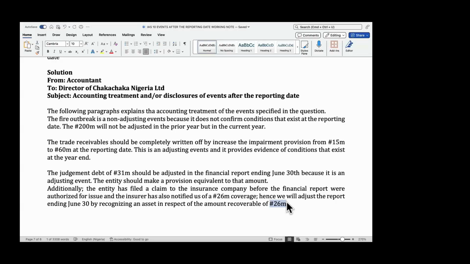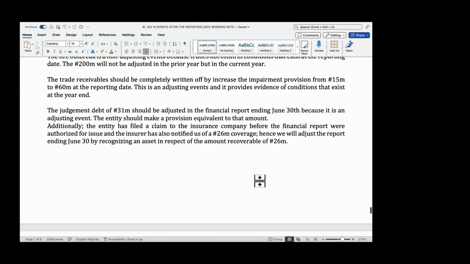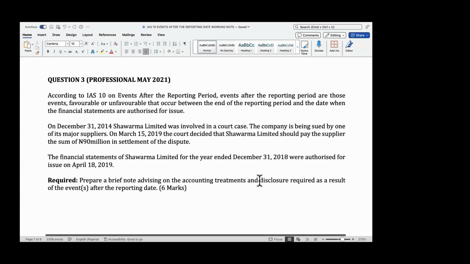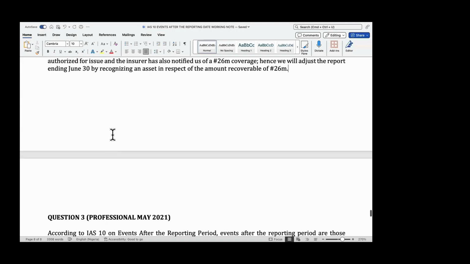So fine, I can adjust. If it had been after the authorization date, I cannot adjust. I can only put it in the current year report. I will not be able to adjust the prior year report with this amount. So you need to be very wary of that. And I think that's what this other one is also testing. We'll look at it now.